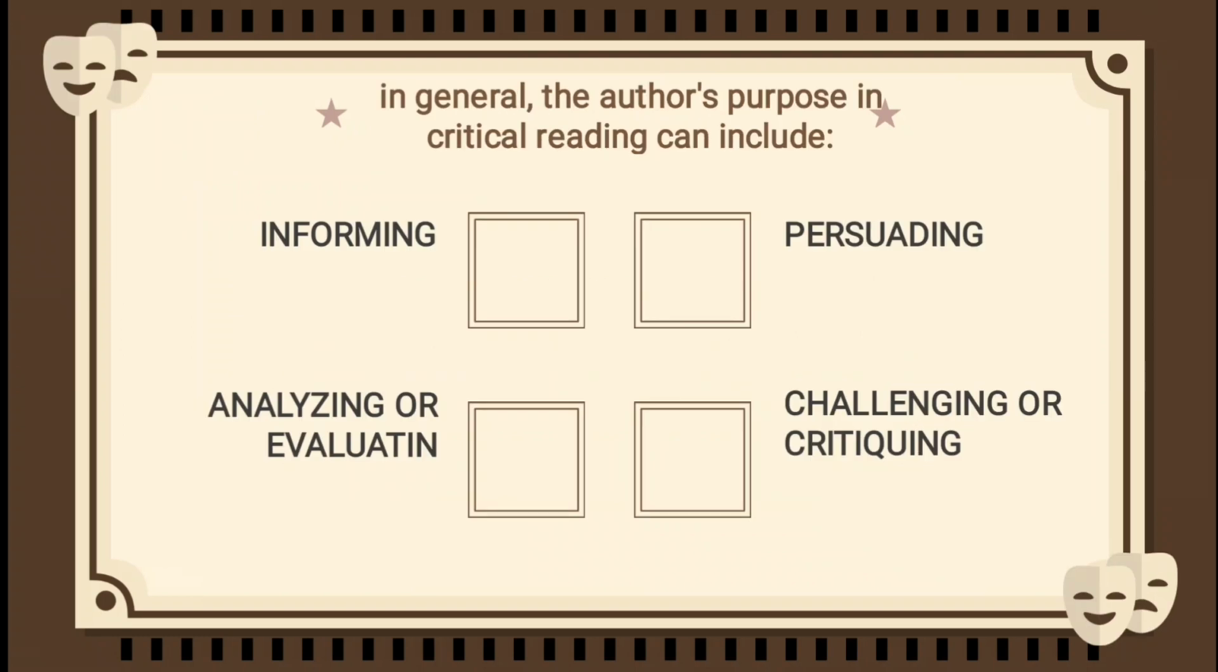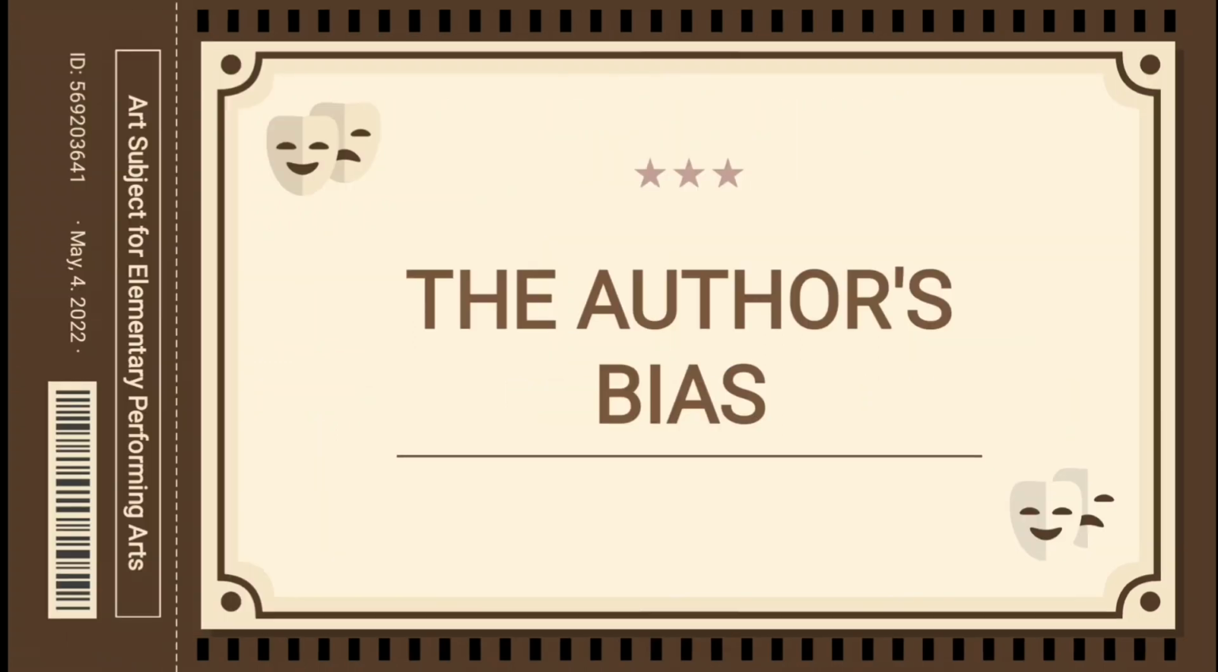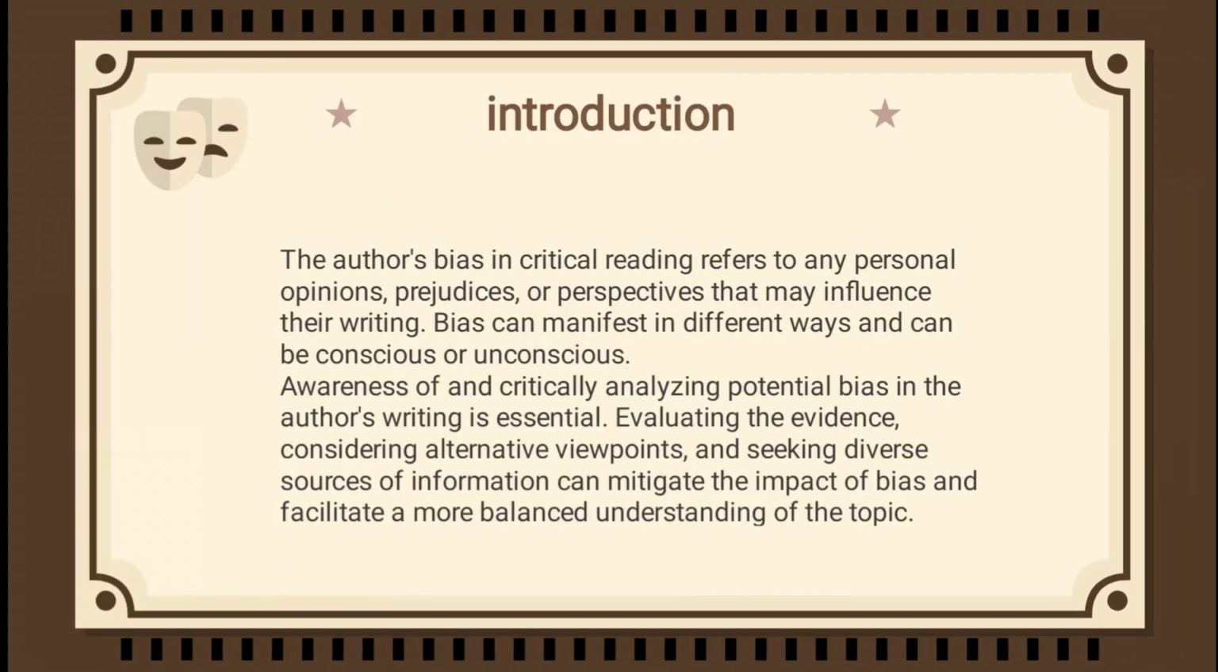goals. In general, the author's purpose in critical reading can include informing, analyzing or evaluating, persuading, challenging or critiquing, and then advocating, entertaining, and inspiring or motivating. And next is the author's bias.